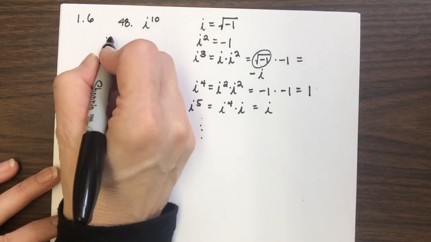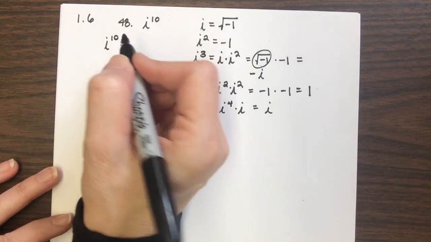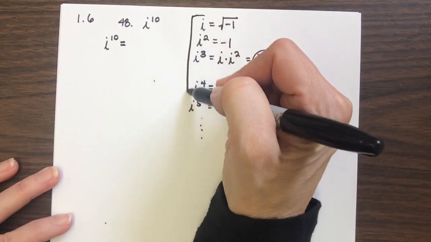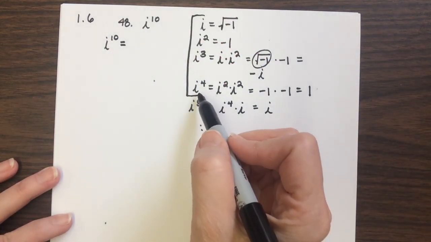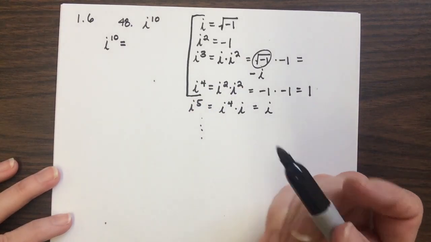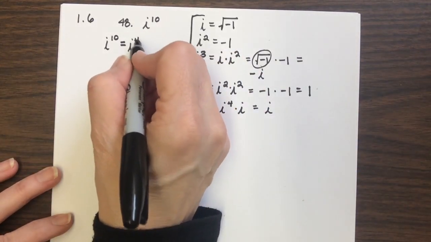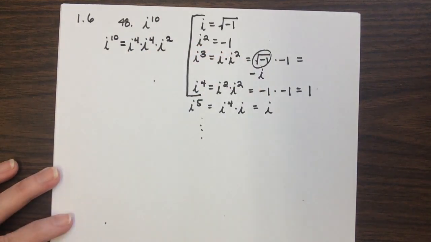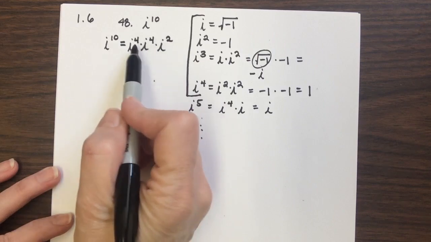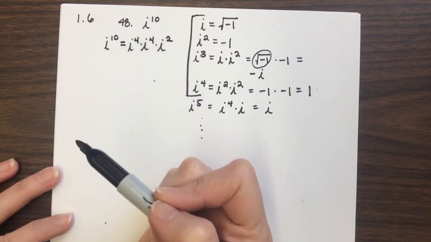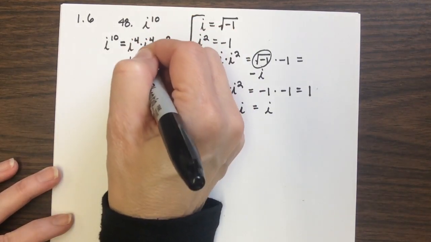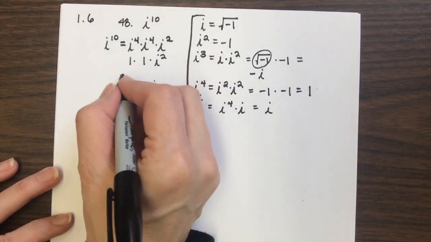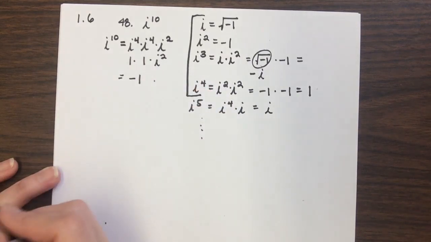Alright, so that's what we're going to use in order to rewrite these. So let's think about i to the 10th. How could I write that using the information I know? I mean, these are the things that I want to use, right? Because once I get here, I start repeating. Well, i to the 10th, I could rewrite as i to the fourth times i to the fourth times i squared, right? Because I'm still adding the exponents, and that gives me 10. So this is i to the 10th. Alright, so that's just 1 times 1 times i squared, and I know that i squared is negative 1. So i to the 10th is going to simplify to negative 1.